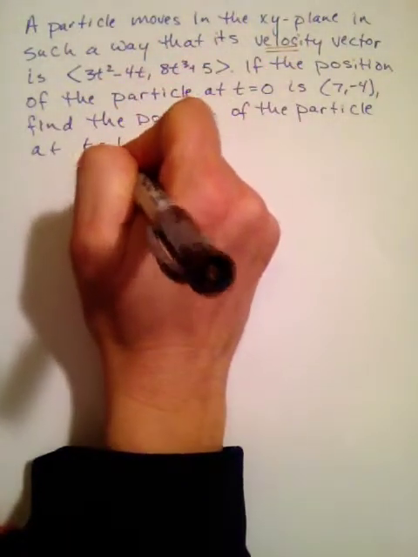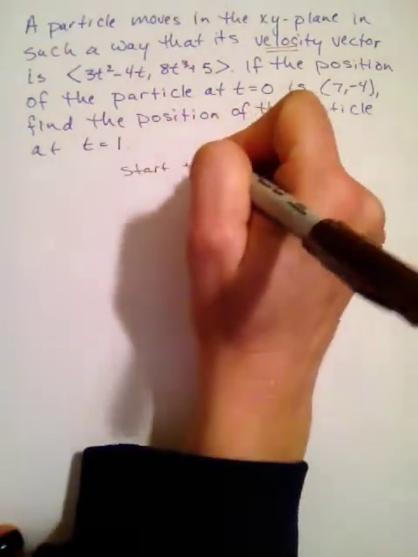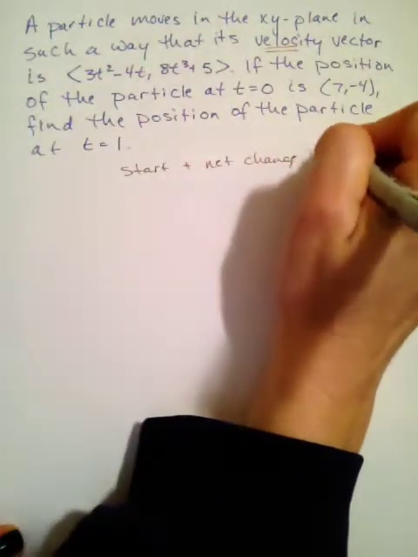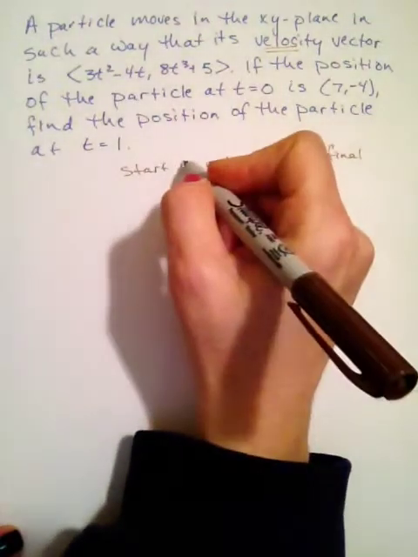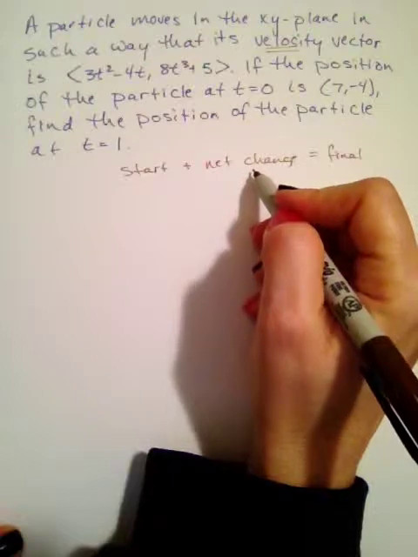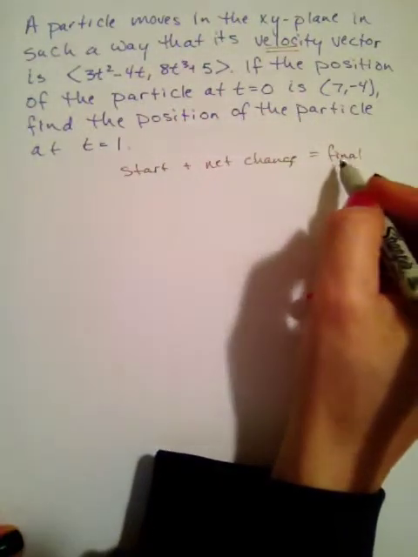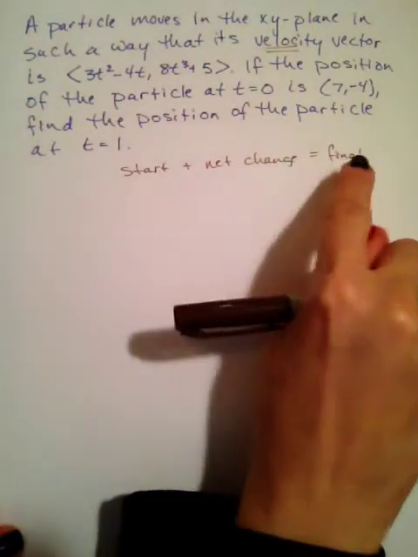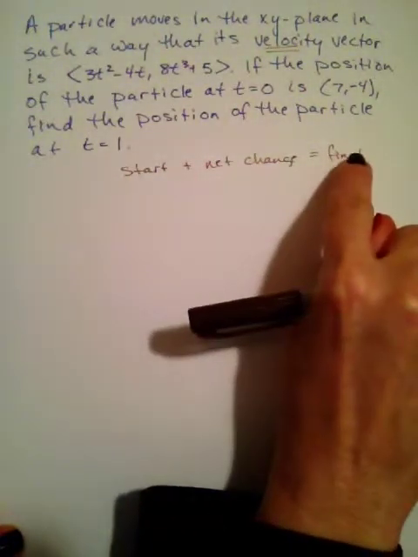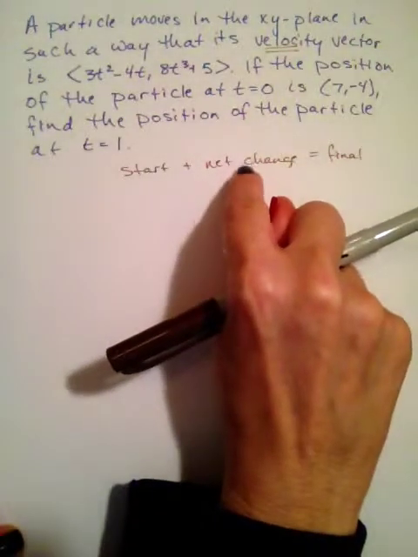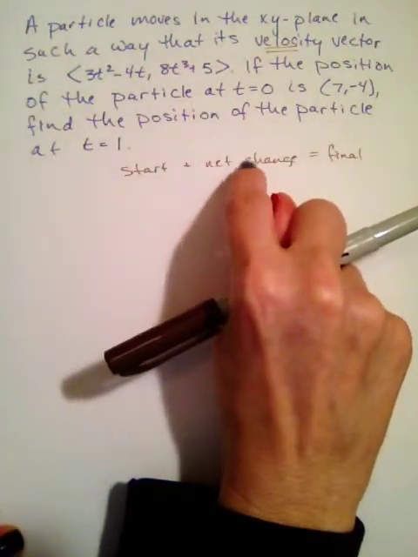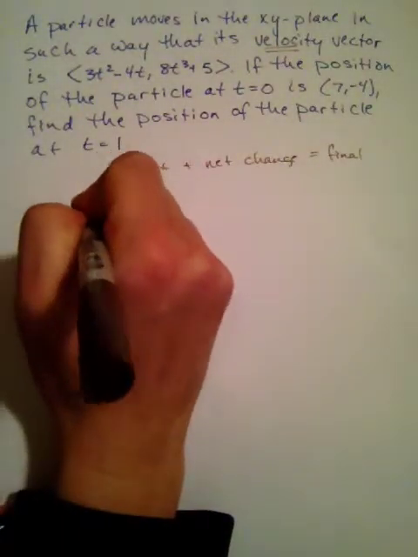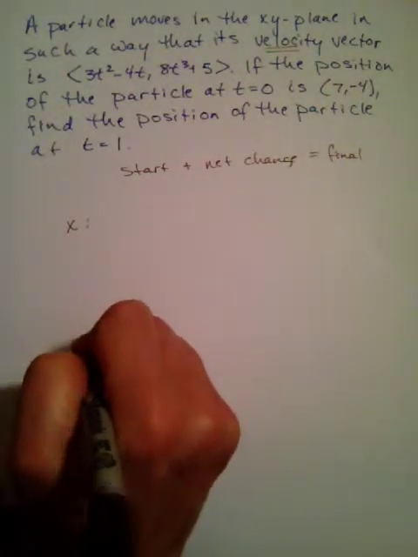So we're going to use the idea of start plus net change equals final. So we have our starting position, our net change in position, which is the definite integral of our velocity, equals our final position. And our first fundamental theorem has the final minus the start. We have f of b minus f of a is the integral of f prime from a to b. So we're going to look at the x and the y separately. So we have our x values and our y values.